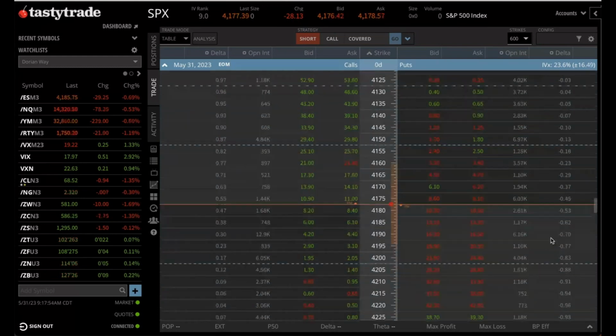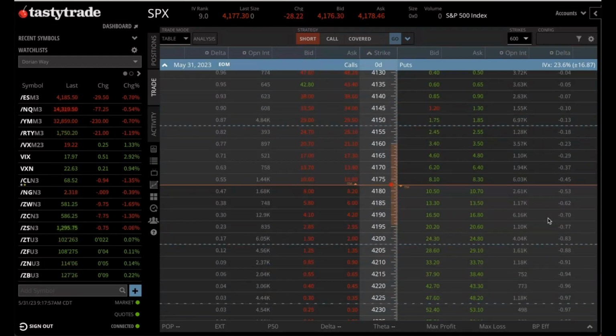So if we're going to go over here and look at this SPX, it's pricey, but it's a good example to show you what I mean regarding the basics of options using the iron butterfly.